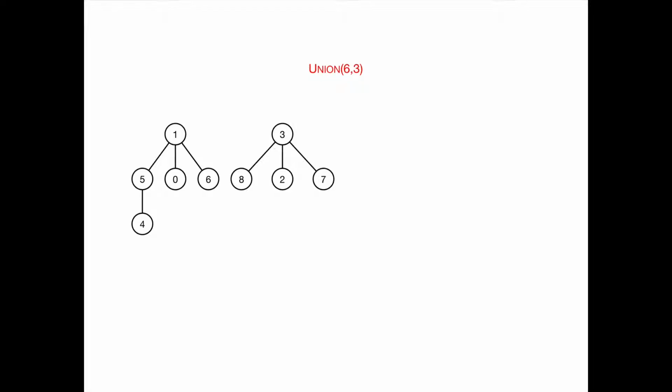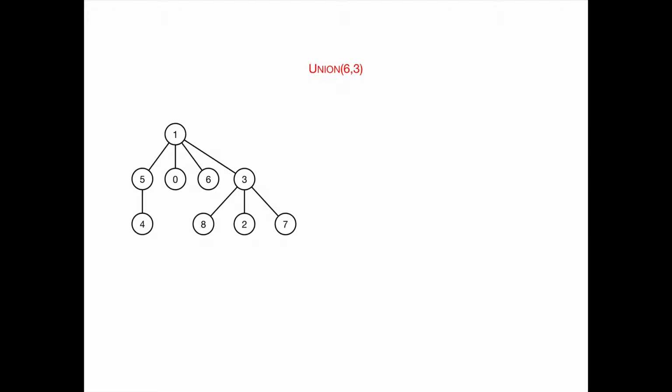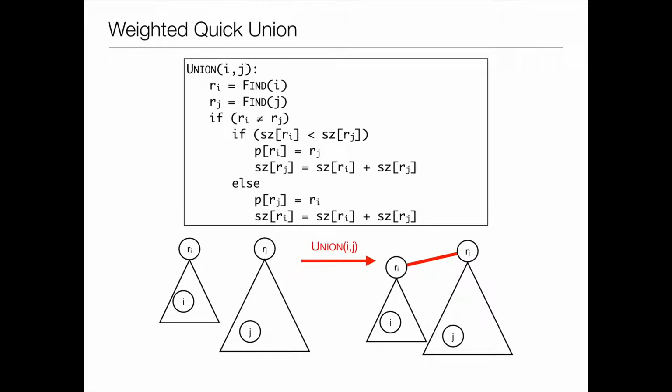Union 6,3. This should be the last operation. We want to connect this tree, because 6 is here, with this tree containing 3, and there are 5 elements in this tree and there are 4 elements in this tree. So we connect the smaller one to the larger one like so. And if you compare this to the previous quick union operations, you see that this tree is much more balanced than before, so the depth is smaller, and here indeed the maximum depth is only 2 in this tree.